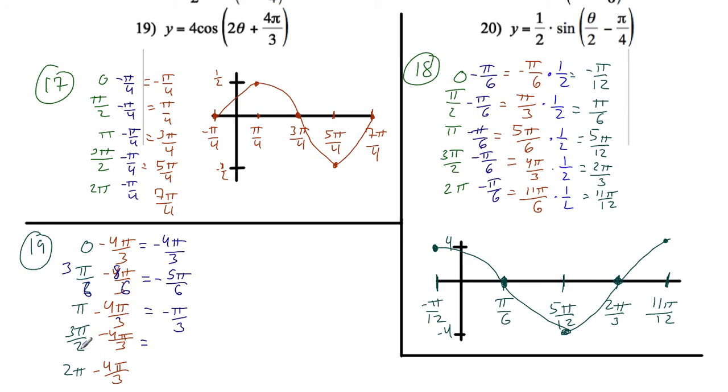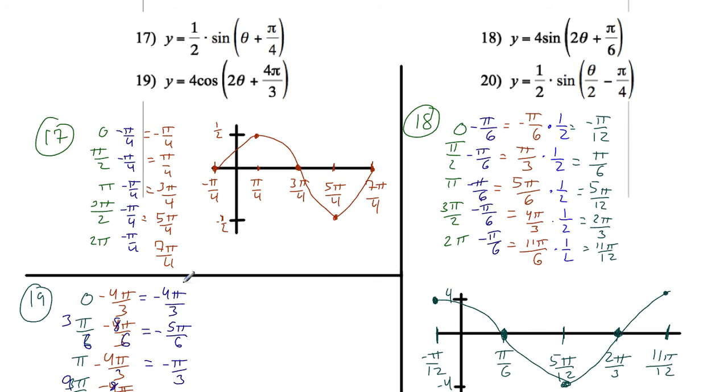Here, again, common denominator. So this is going to be 6. So that's 9 pi over 6 minus 8 pi over 6 is going to give us a pi over 6. And here, this is going to be 6 pi over 3 minus 4 pi over 3 is 2 pi over 3. So the distance between these is 6 pi over 3 or 2 pi.